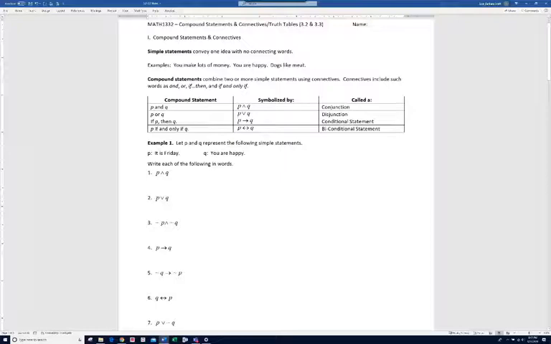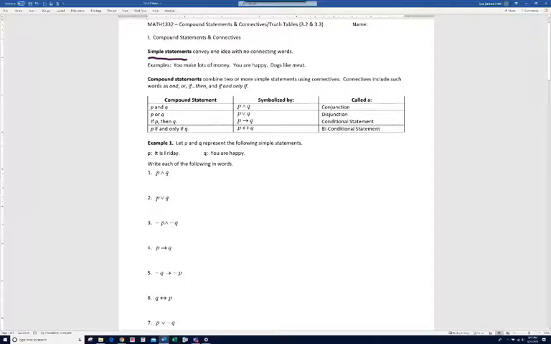Notice simple statements convey one idea with no connecting words. So some examples: you are happy, dogs like meat. Compound statements combine two or more simple statements using connectives. Connectives include such words as and, or, if then, and if and only if.